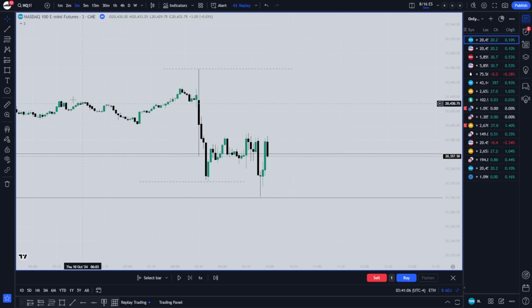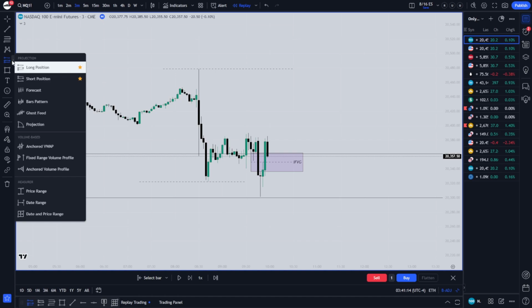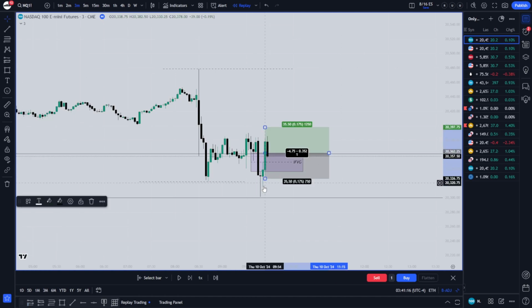we're going to look for a market structure shift. That would be right here. And then we're going to target that drawn liquidity up here.